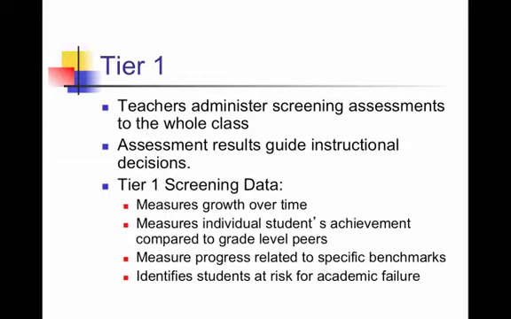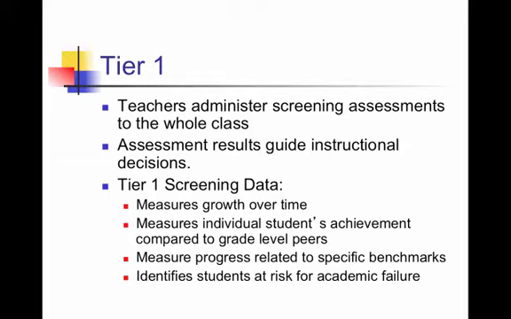Tier 1 starts out by administering screening assessments to the whole class. These assessment results then guide your instructional decisions. They will measure growth over time for students. So for example, a lot of screening data is given at the end of a school year and then also in the beginning of the school year.